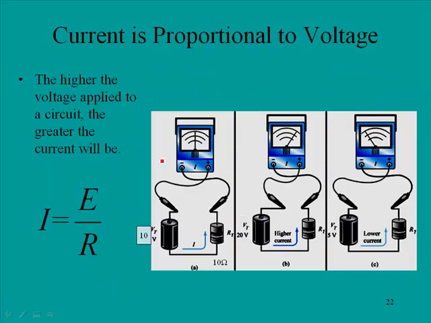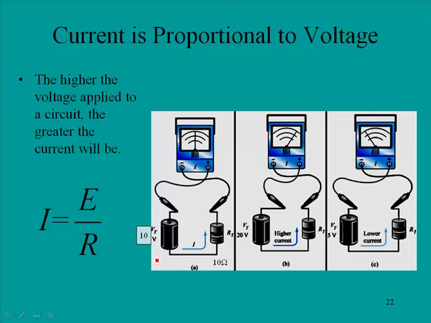The first one we're going to look at is that current is proportional to voltage. And what we have here is 3 meters that are set up, and we have a battery here. This is a voltage and this is a resistor, and we have the same scenario set up in all three. And what we're saying here is that the higher the applied voltage to a circuit, the greater the current will be. And so in this scenario, we're looking at this particular formula, I equals E over R. That is, current equals voltage divided by resistance.